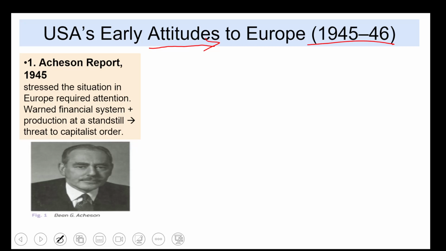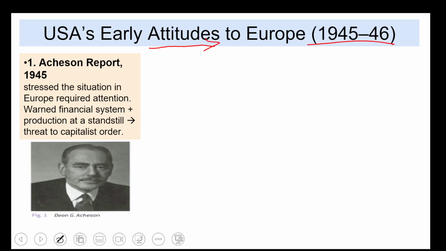So the first one is, of course, the Acheson report, okay, created by Dean Acheson at the time. He would later go on to be Secretary of State under Truman, but at this time, Acheson was actually Assistant Secretary of State for the Economy, so still an important diplomat, but not quite the top role.